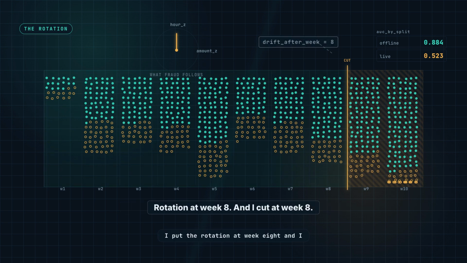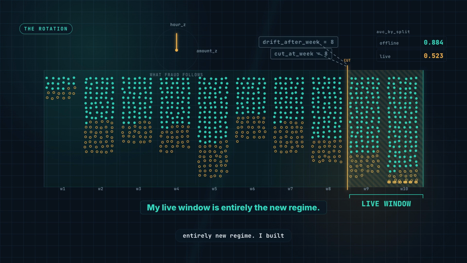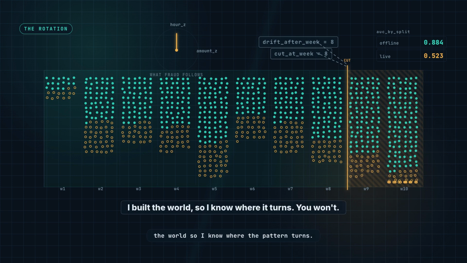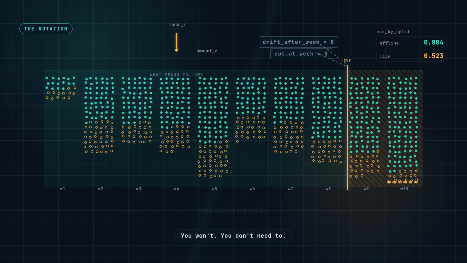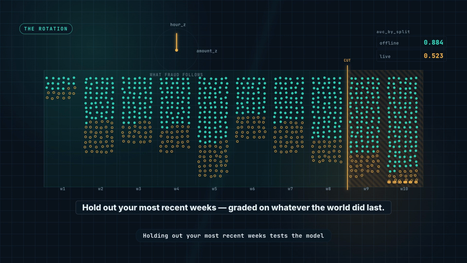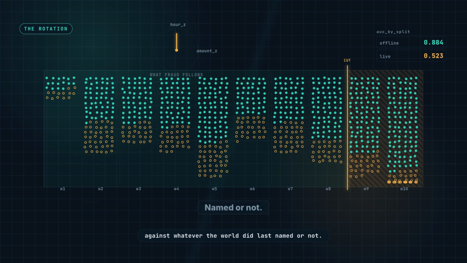I put the rotation at week 8 and I cut at week 8. So my live window is entirely new regime. I built the world so I know where the pattern turns. You won't. You don't need to. Holding out your most recent weeks tests the model against whatever the world did last, named or not.